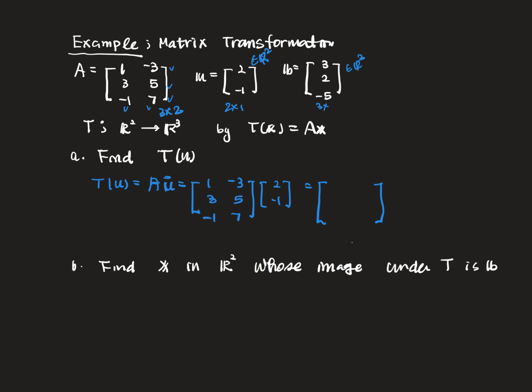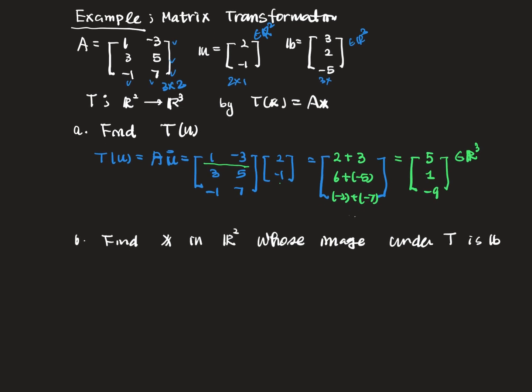Let's do this one, guys. This one, 1 times 2, that's 2, plus negative 3 times negative 1, that's 3, right? Next one, 3 times 2 is 6 plus negative 5. Third one is negative 2 plus negative 7. Okay, I think everyone has already mastered how to do this one, right? So this one is going to be 5, 1, negative 9. That's an R3 vector, right? So that's how you find the image of the vector u.